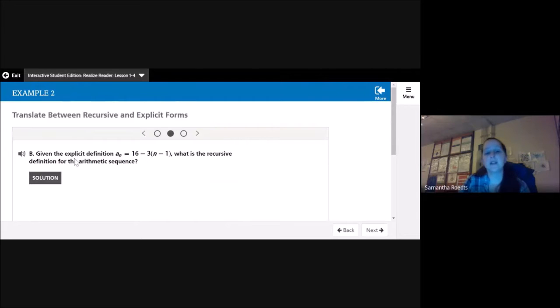So given the explicit definition, a sub n equals 16 minus 3 times (n minus 1), what is the recursive definition for the arithmetic sequence? The common difference d is negative 3, and a sub 1 equals 16. The recursive definition is a sub n equals 16 when n equals 1, and a sub n minus 1, minus 3 when n is greater than 1. So they took the 16, that was my first number, and the minus 3, that was the second part.